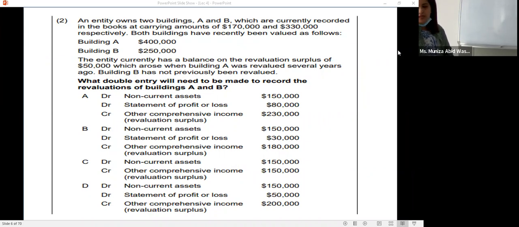Solve this question on your own and tell me. Very simple question it is, students.